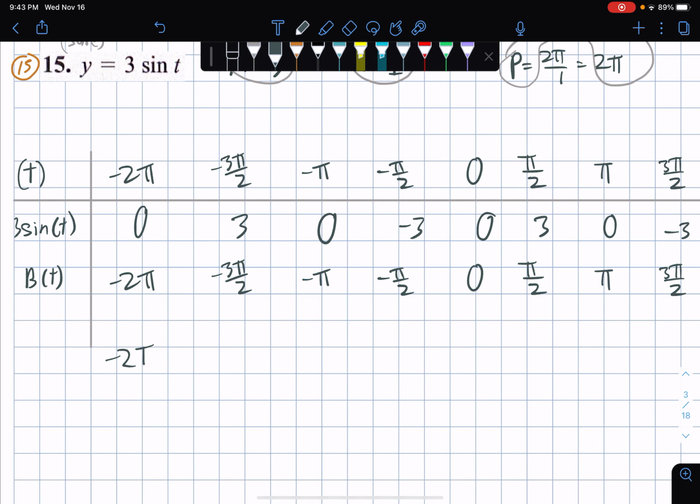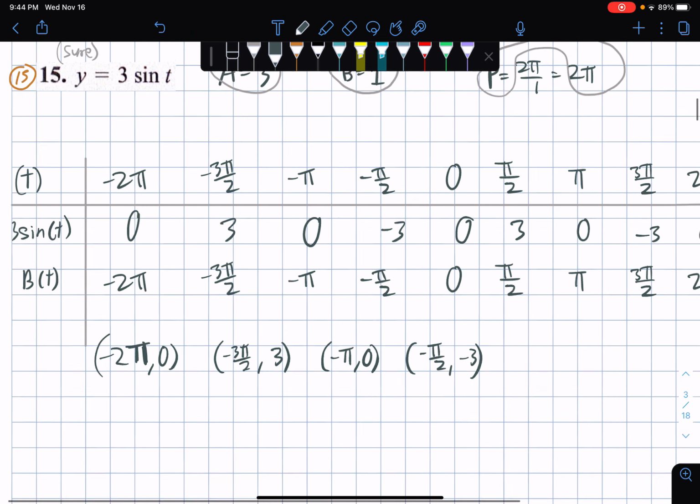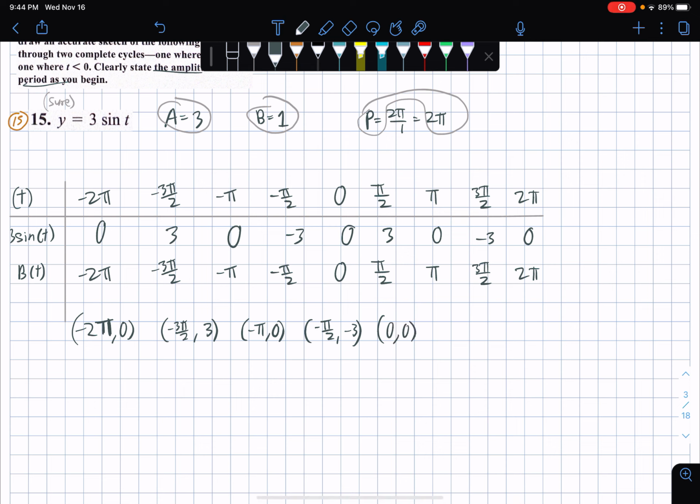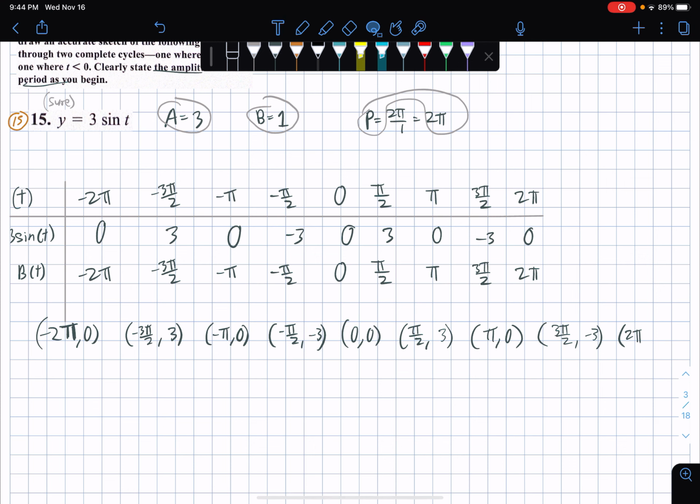So negative 2 pi, 0, negative 3 pi over 2, 3, negative pi, 0, negative pi over 2, negative 3, 0, 0, pi over 2, 3, pi, 0, 3 pi over 2, negative 3, 2 pi, this is pretty long, 2 pi and 0.